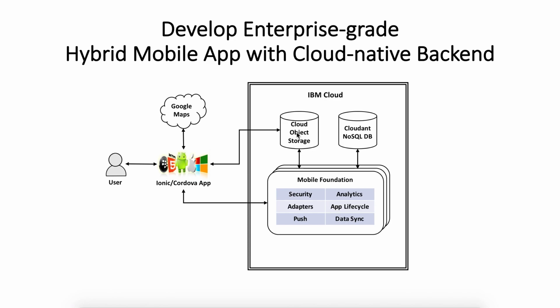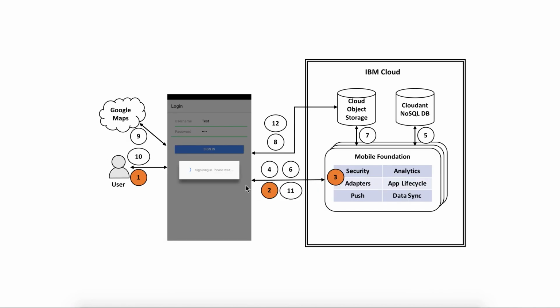Let us understand the architectural flow of the My Ward app. User launches the mobile app, enters his or her credentials on the login screen and clicks login. Mobile app sends the user credentials to Mobile Foundation server for validation. Mobile Foundation server invokes the security adapter logic to validate user credentials and returns an appropriate response to the mobile app. For the sake of this demo, we will use a simple security adapter that returns success when password is same as that of the user, that is password equals username.